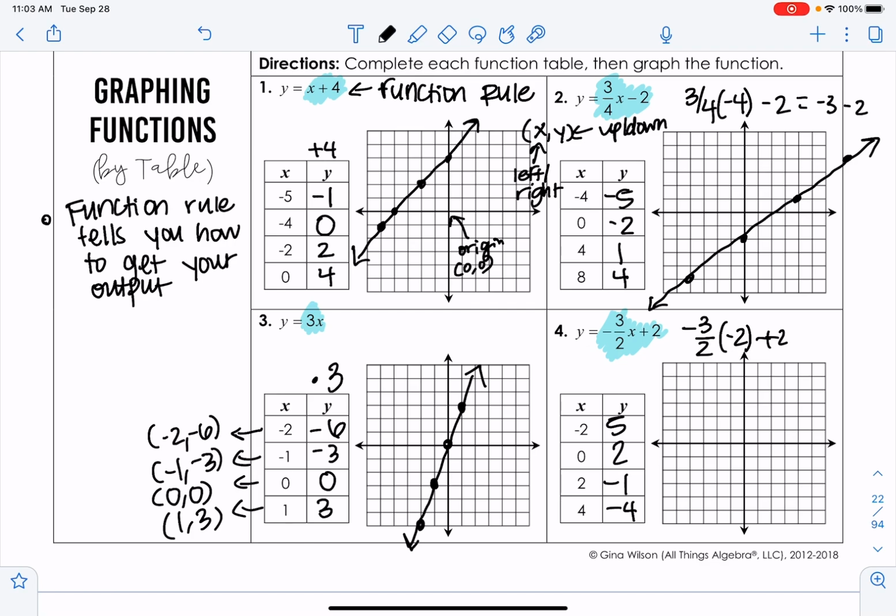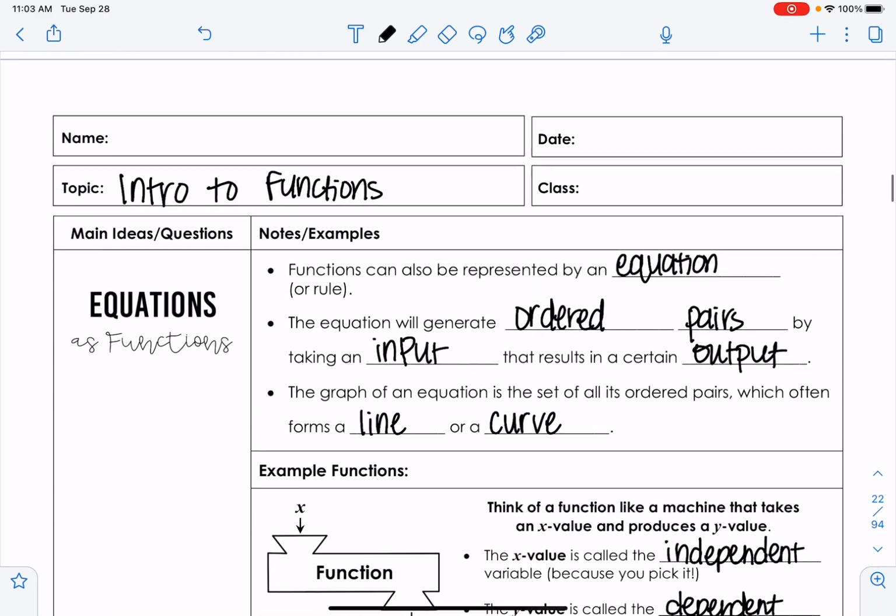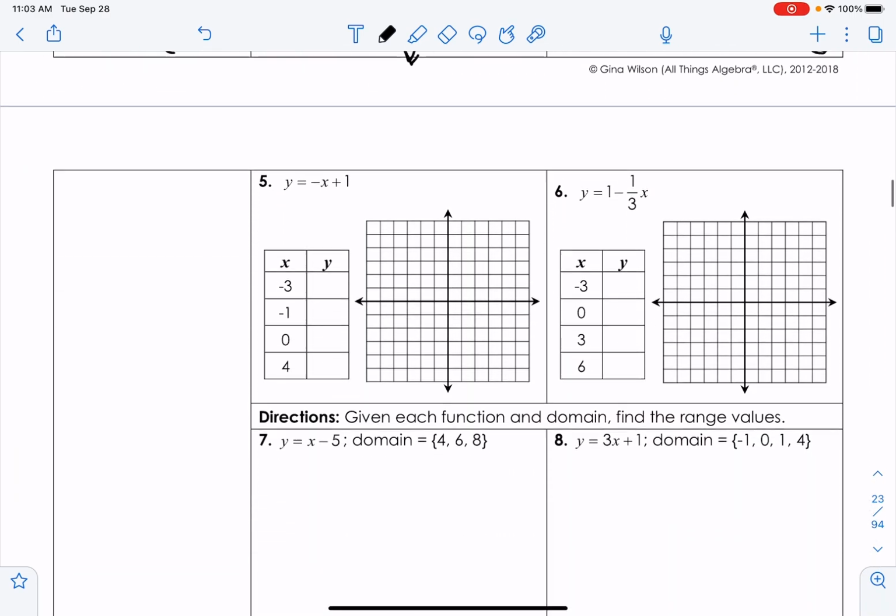And so then I just graph them. I've got -2, 5; 0, 2; 2, -1; and 4, -4. Again, I've got a linear function, so I can graph that line. All right, so that is it for this first page, and let's move on to the second one.